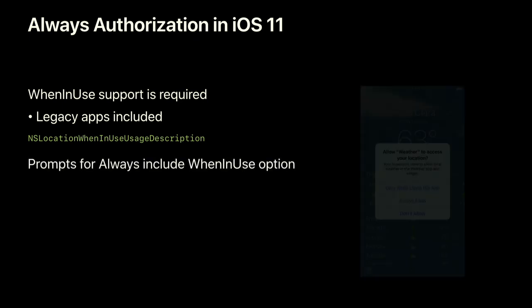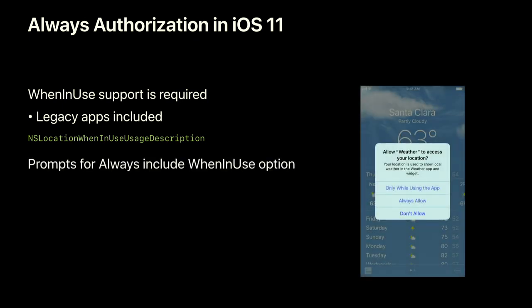If you link against the iOS 11 SDK, you must provide a when-in-use usage description. Otherwise, your app will be unable to request always authorization. Furthermore, when your app requests always authorization, we will additionally display an option to grant your app when-in-use authorization instead.